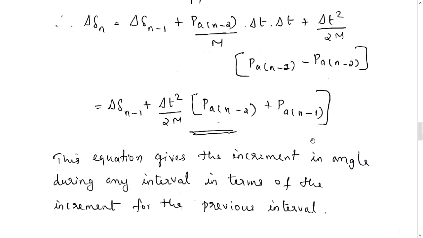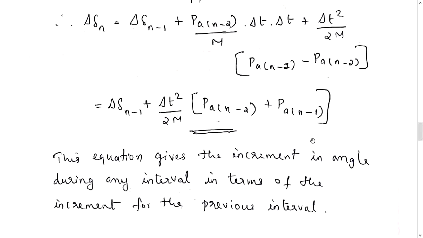So this equation gives the increment in delta during any interval in terms of the increment for the previous interval. This is how the value of delta is calculated for the next interval. That is, the change in delta is calculated for that interval, and this change will be added to the initial value. Then we will get the new value of delta for that interval. Then again the change in delta for the next interval is calculated, and the procedure is repeated. So this is how we solve the swing equation by the step method.